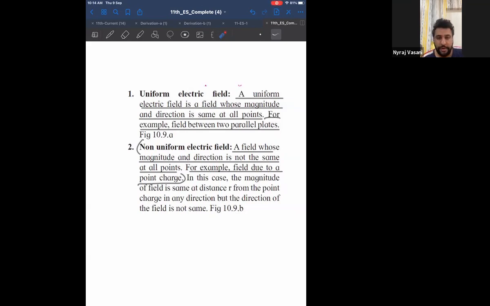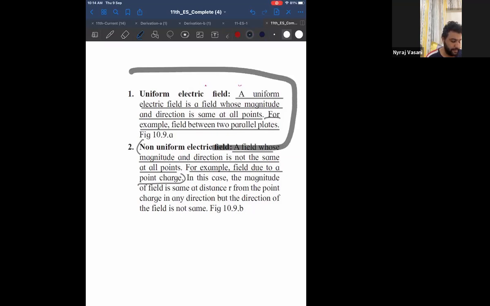And you have written uniform electric field and non-uniform electric field. Now, listen. Below that, write down only what is uniform electric field. Means write down only this much first. What I have underlined for uniform electric field. Remember, I'll be asking you viva. So the first question I'll be asking in viva is what is uniform electric field?